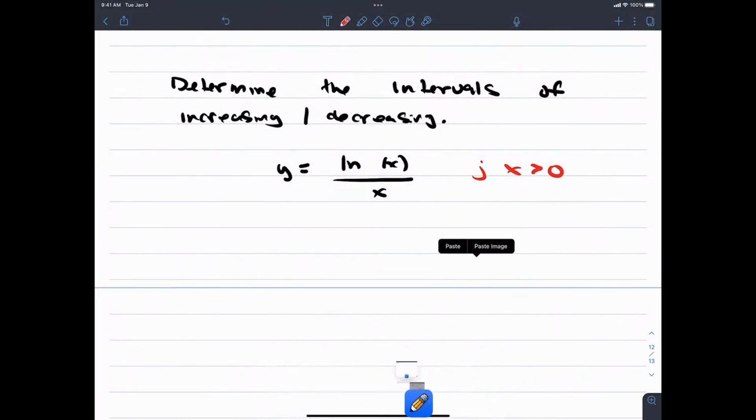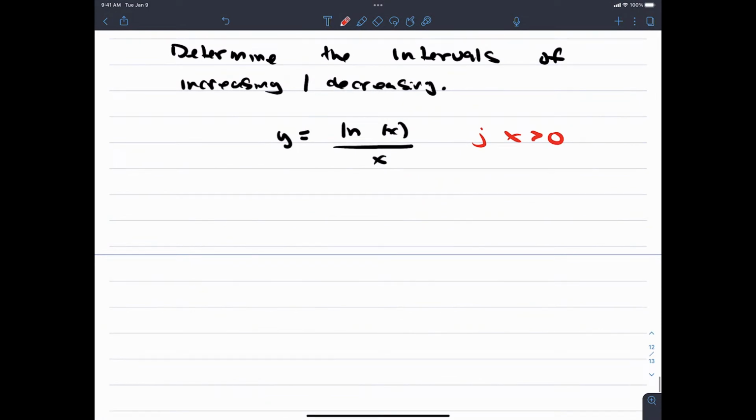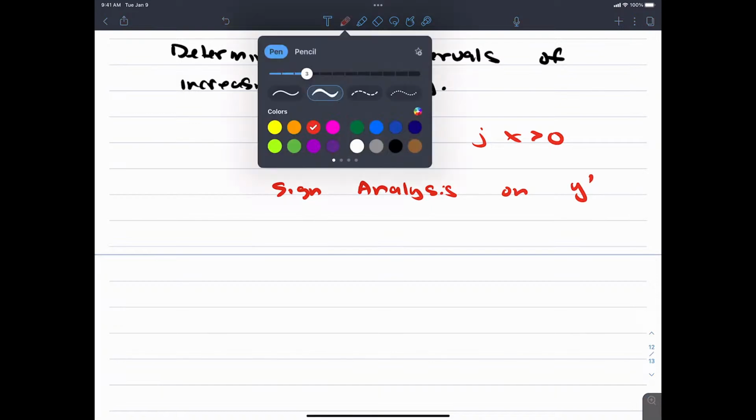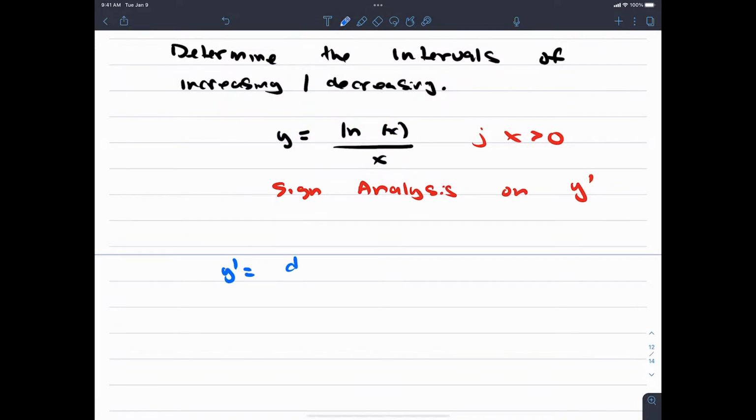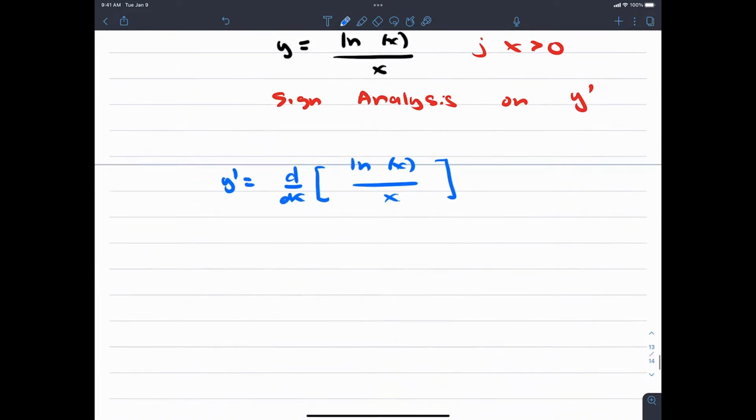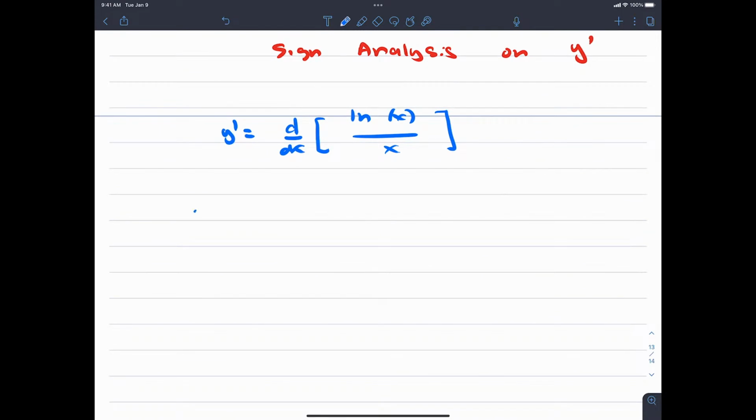So let's do the analysis. Let's do the calculus. What do we have to do when they want to find intervals of increasing, decreasing? What was that code for again? It's sign analysis on what? Y prime. So y prime is the derivative with respect to x of natural log of x over x. If I ask you guys, what rule do you use here to get the derivative?